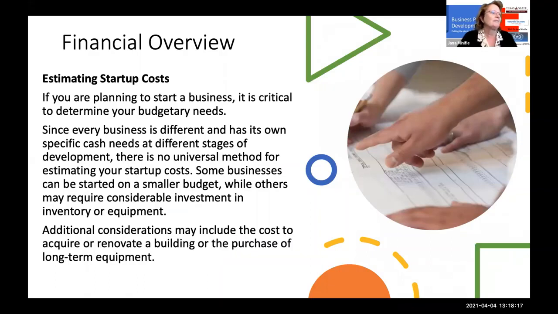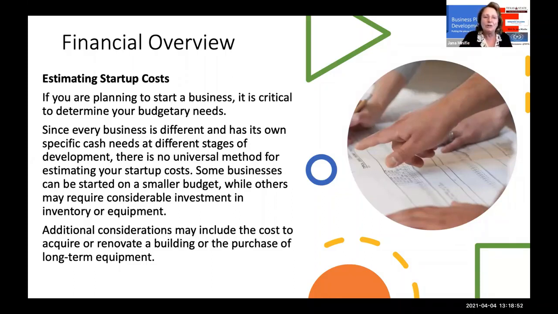So here we are. The first thing you want to do when you're starting a business is estimate your startup costs. How much is it going to cost me to actually get this business up and running? We want to look at what is absolutely necessary in terms of bootstrapping and what would be a luxury to have. So you need to know, what type of cash are you going to need to start this business?